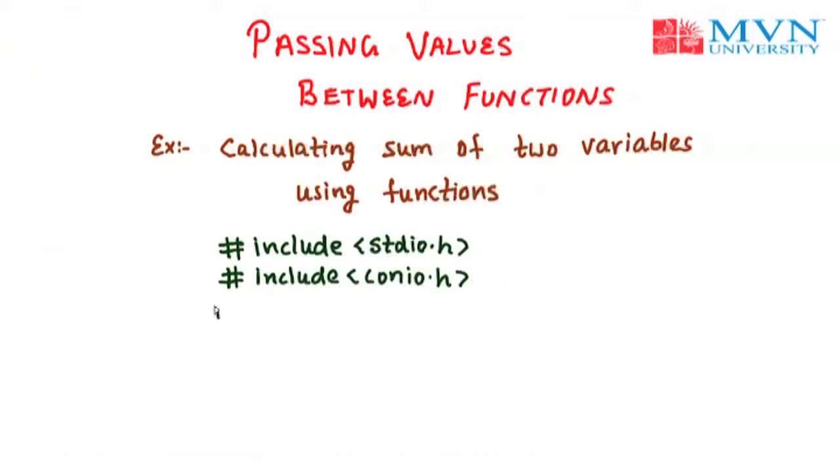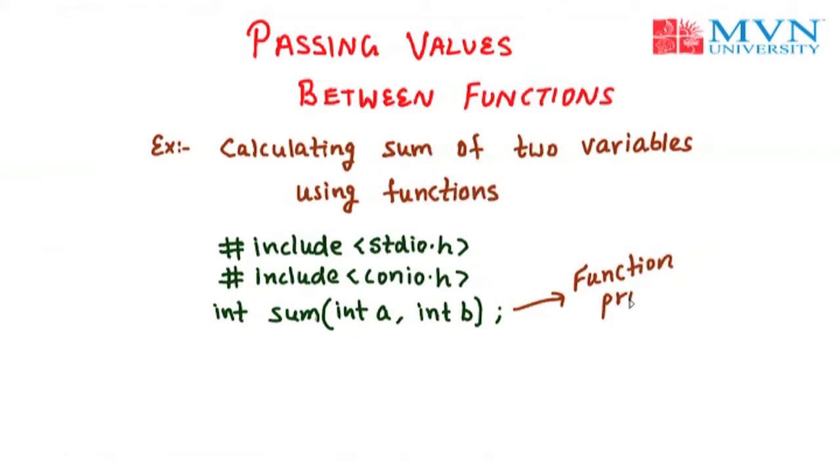First we have to write the return type of the function, that is int. sum is the name of the function, and in the parentheses of the sum function we write the parameter list, that is int a and int b, semicolon. So this is basically the function prototyping.